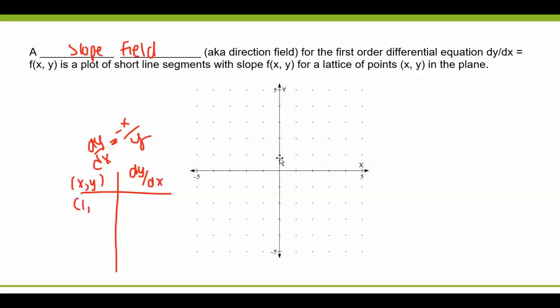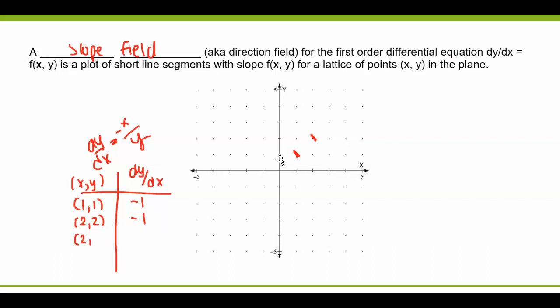If you picked the point (1, 1), the slope at (1, 1) is negative 1. So on your slope field at (1, 1), you would draw in a line segment with a slope of negative 1. If you picked (2, 2), your slope would be negative 2 over 2, which is negative 1. So at (2, 2), you draw a line segment with the same slope that you drew at (1, 1).